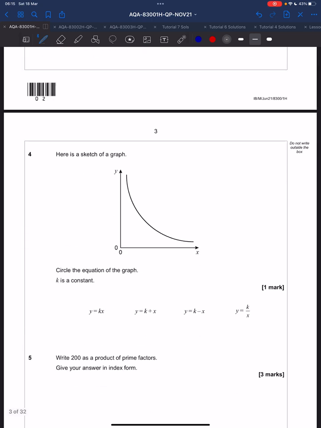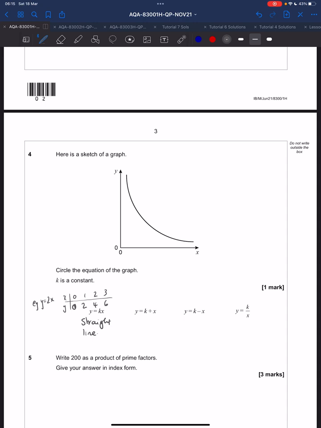Here's a sketch of a graph. Circle the equation of the graph. k is a constant. Right, y equals kx. That's going to be a straight line. y is a multiple of x. So if x is 0, 1, 2, 3, suppose, for example, y is 2x: 0 is going to be 0, 1 is 2, 2 is 4, and when x is 3, y would be 6. That's a straight line.